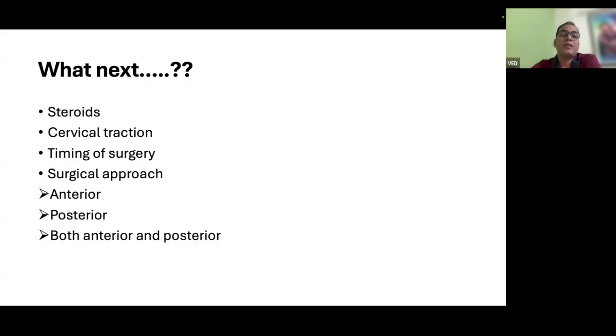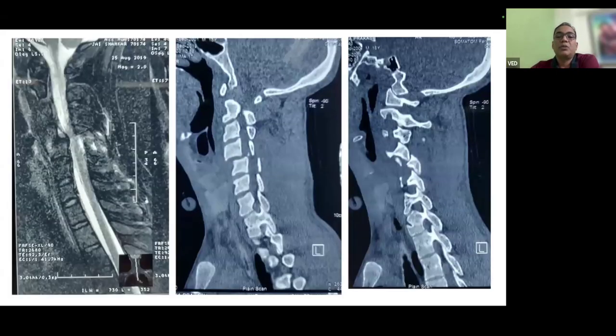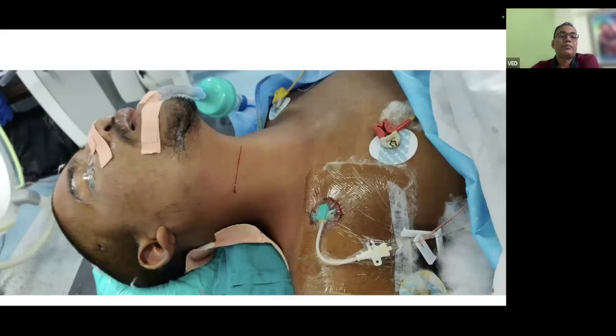Timing of surgery: since there is obvious injury and a locked facet, we should operate as soon as possible. Surgical approach: anterior only, posterior only, or both anterior and posterior. There is a significant amount of injury with hyperextension and translation, so we went for a combined approach. These were the pre-op investigations.